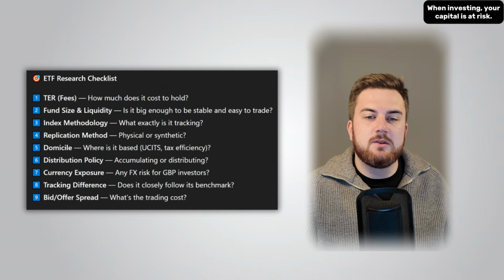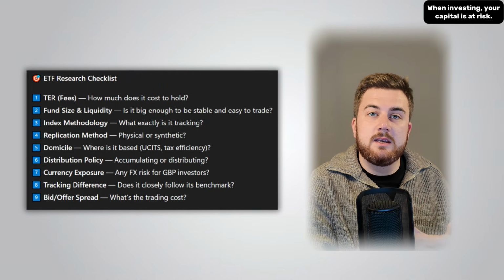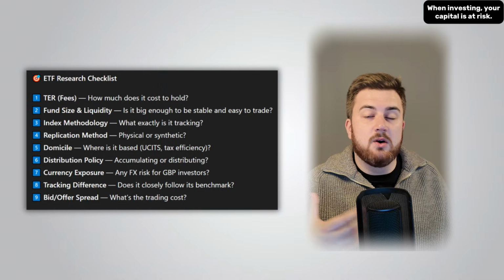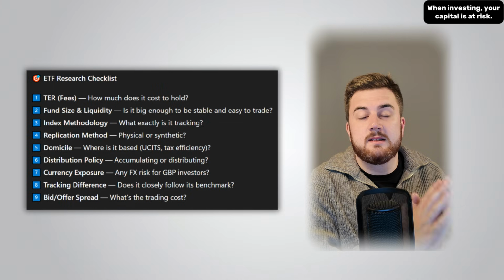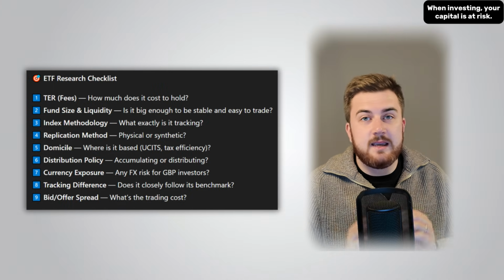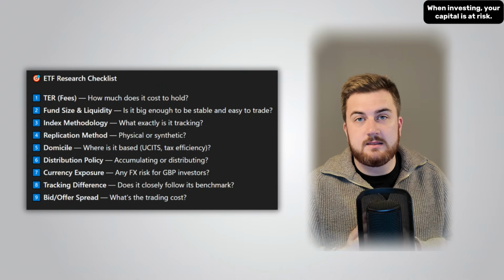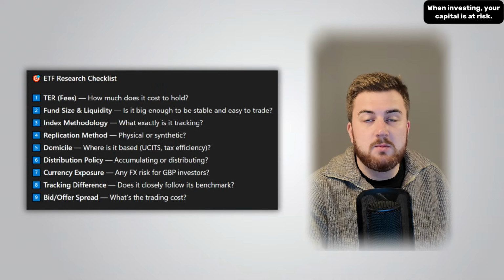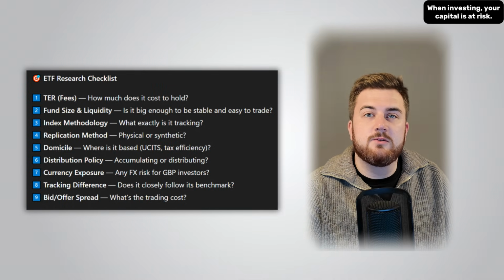Replication method, physical or synthetic. So we went through physical replication in this video. Synthetic replication works differently where the ETF doesn't actually hold the underlying stocks. Instead, they use a swap agreement with a counterparty to deliver the returns of the index. So there's advantages and disadvantages of this. It does avoid the withholding tax associated with US stock dividends, but as I say, there is that counterparty risk. And you can learn more about synthetic replication on websites like Just ETF and ETF Stream.